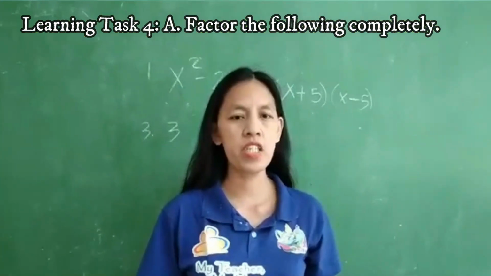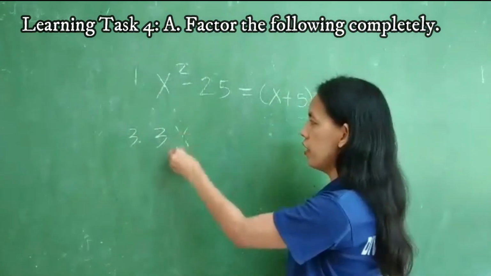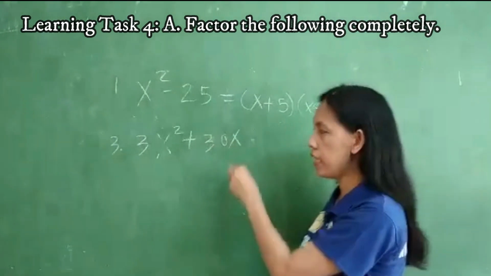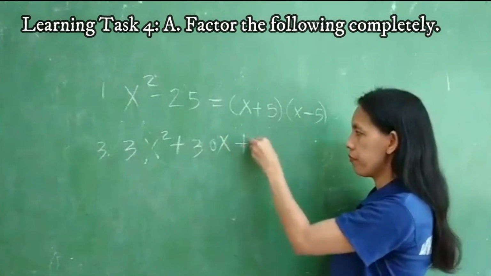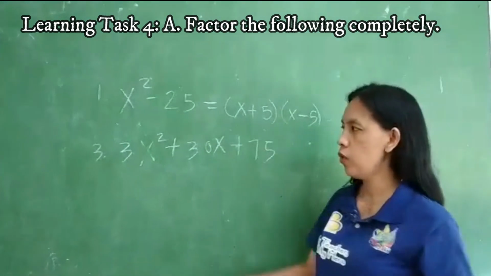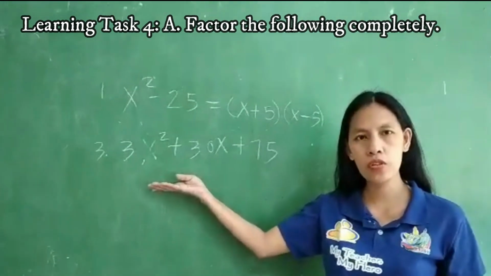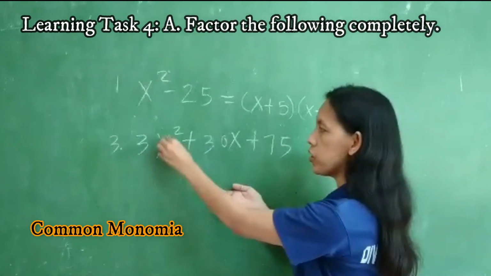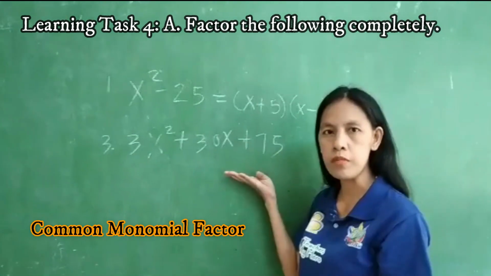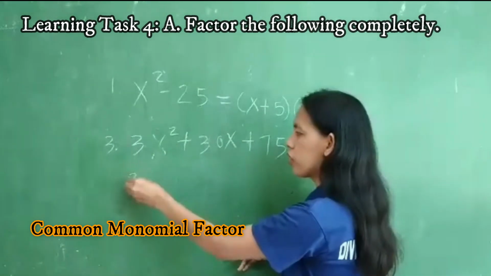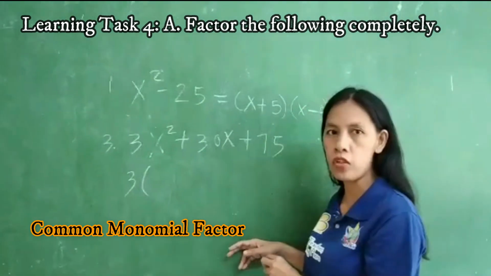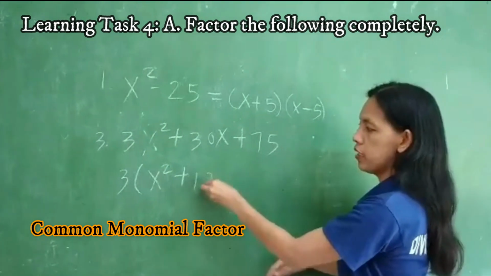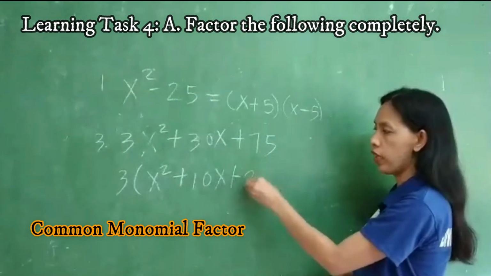Given number 3, we have 3x squared plus 30x plus 75. What factoring technique are we going to use? Okay, correct. Common monomial factor. What is common to these 3 terms? Okay, correct. The common term is 3. So factor out 3. The other factor is x squared plus 10x plus 25.